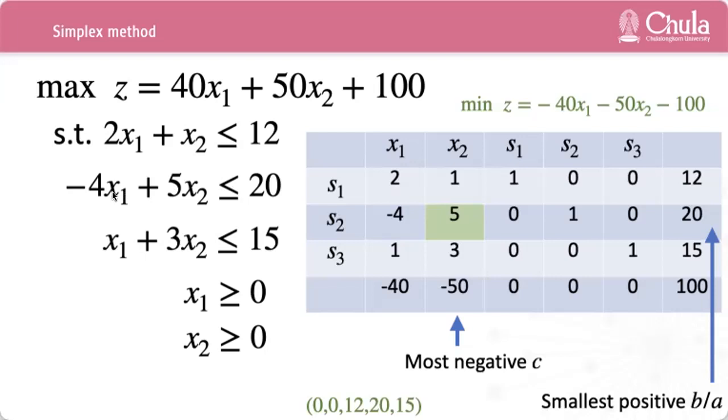And from the second expression, because we set our non-basic variables to 0, x1 is 0 so this term becomes 0, x2 is 0 so this term becomes 0, plus s2 equals 20, so s2 must be 20. And from the third expression, x1 is 0 and x2 is 0, so both terms are 0, plus s3 equals 15, so s3 becomes 15.